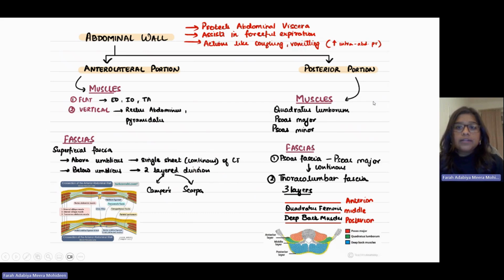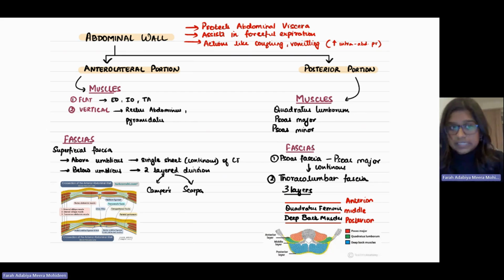Here's a small overview of what we'll be talking about in this question. Functions of the abdominal wall. We all know it protects the abdominal viscera, the organs in the abdomen, right? It assists in forceful expiration, beyond the diaphragm. And it is also responsible for actions like coughing and vomiting, where an increase in intra-abdominal pressure causes such actions, right?